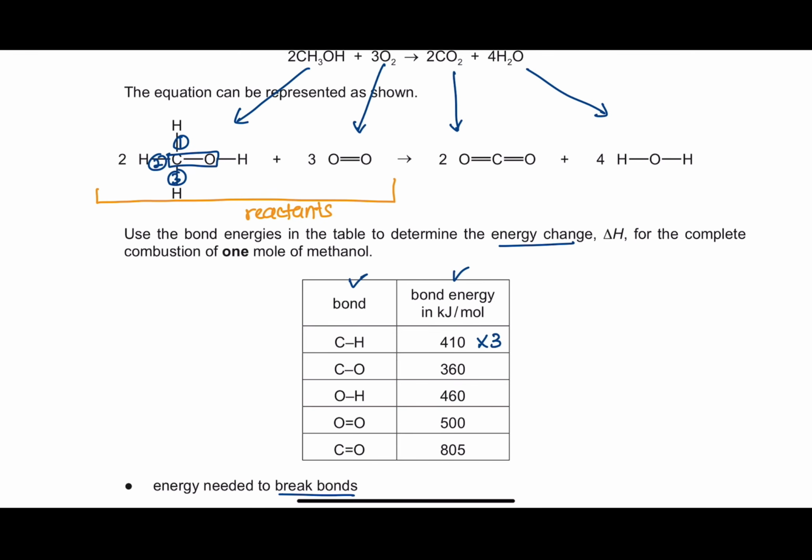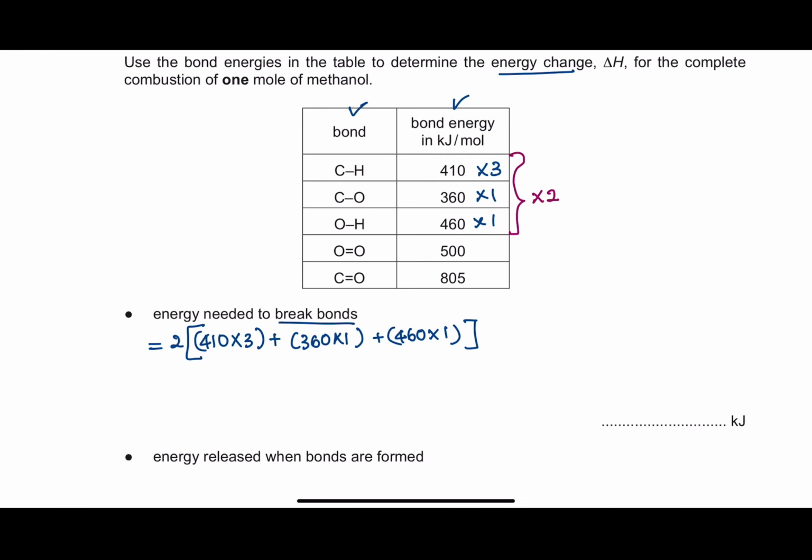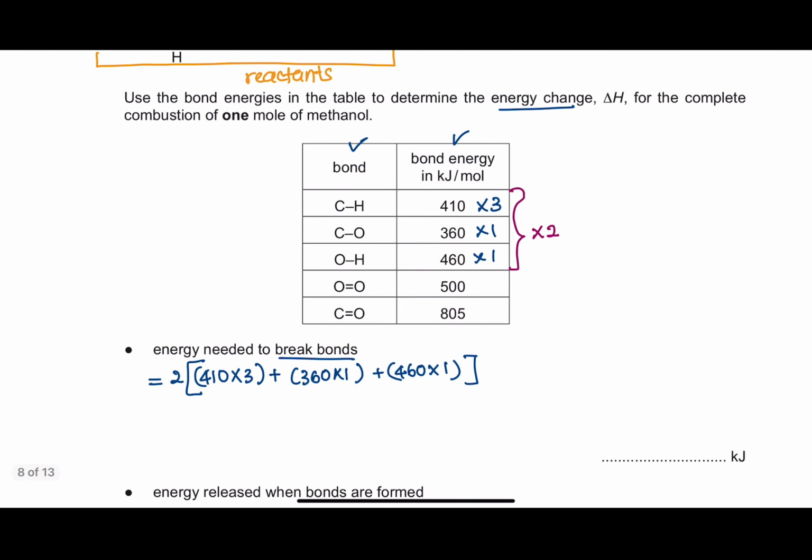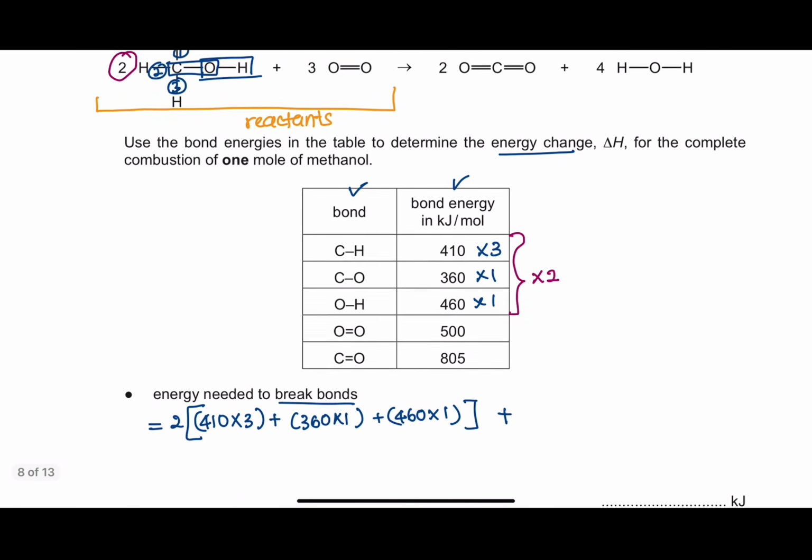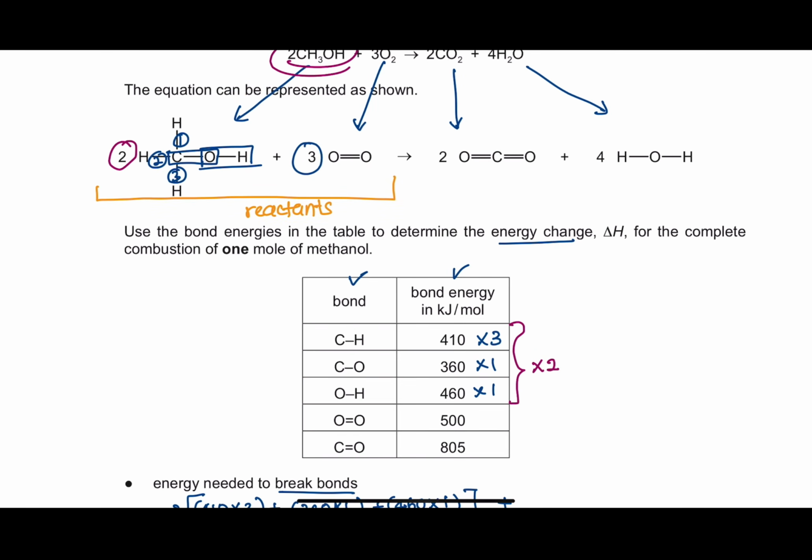You have 1 CO bond, and you have got another 1 OH bond. However, there is a number 2 in front of here. This means that you need to multiply everything by 2. So this would be for methanol, and then you have to add up with 3 oxygens.